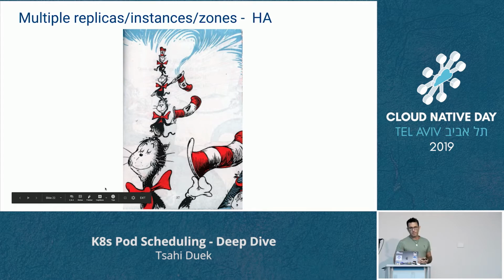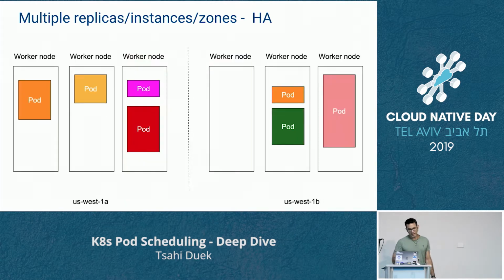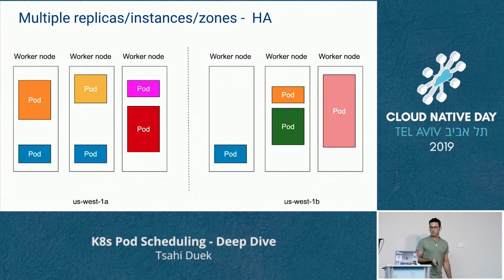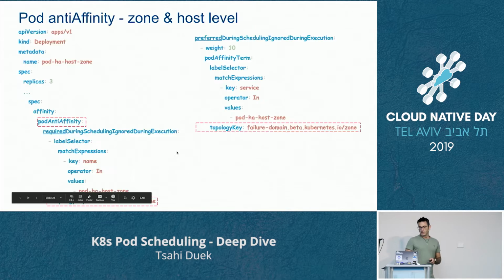Final scheduling example will be the multiple replicas instances zone. What if I want to spread my application across many instances, but I want them to be spread across zones? It's like Cat in the Hat. If some of you read the book, it has a lot of small cats that need to clean out the mess he did. And in Kubernetes, it should look something like that. I want at least 3 pods, but I want them to be available in multiple zones.